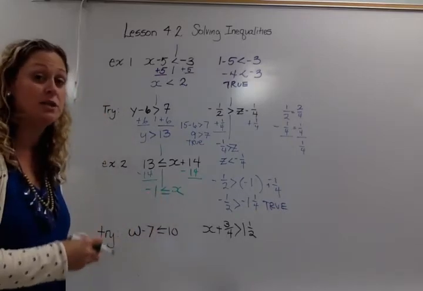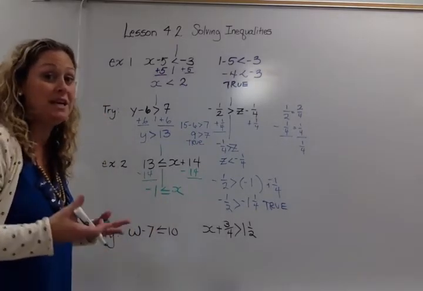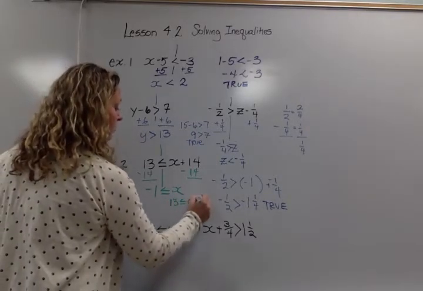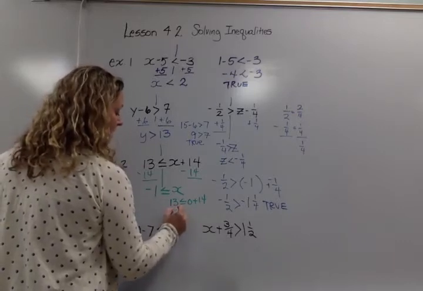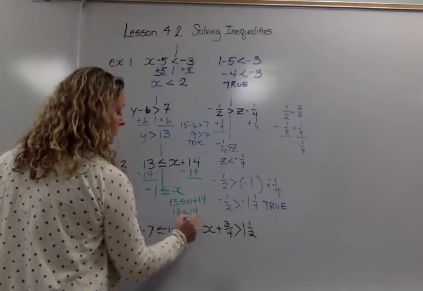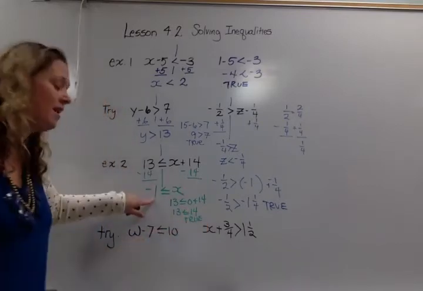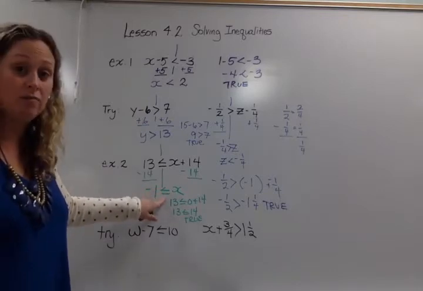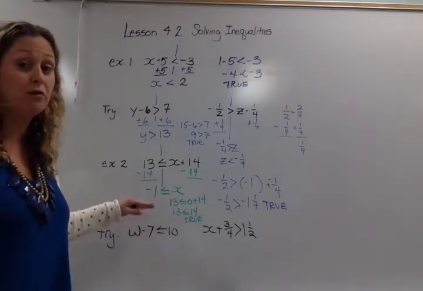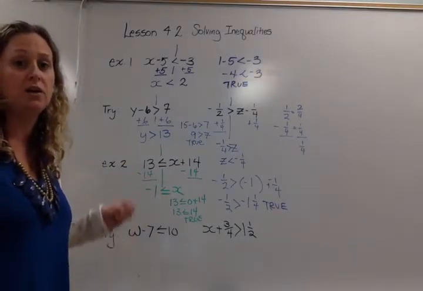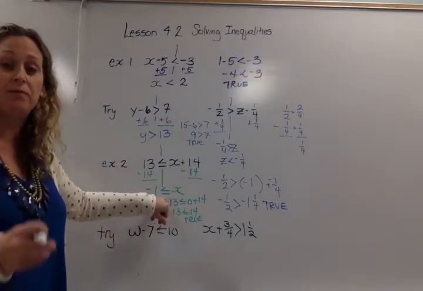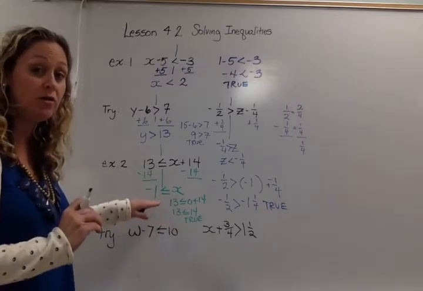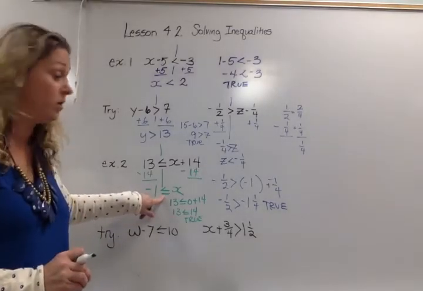So I need to pick a value that's bigger than negative 1. That value could be 0. So if I have 13 is less than or equal to 0 plus 14, that means it's true because 14 is bigger or equal. The difference in example 2 is that x is greater than or equal. That means I can pick values that are bigger than negative 1, or I could pick negative 1. The line underneath represents it could be equal as well. So any number bigger than negative 1 or equal to negative 1 will make the statement true.